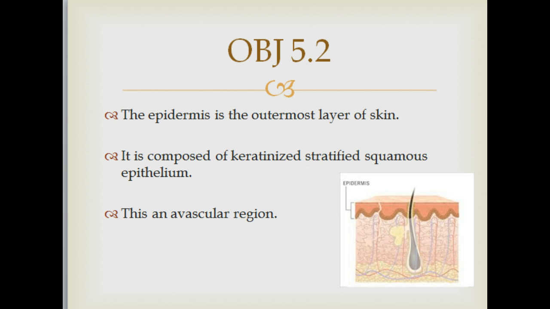Stratified, again from chapter 4, meaning there's going to be at least 2 layers of cells. So stratified is going to be 2 layers of cells. Squamous, for epithelium, and all of this is just going to describe what it looks like. Stratified, 2 rows, squamous, in a square shape. This is also an avascular region, and what that means is there is not a blood supply here. So if you cut off any of those areas, the calluses or the dead skin on the bottom of your feet, you are not going to bleed.